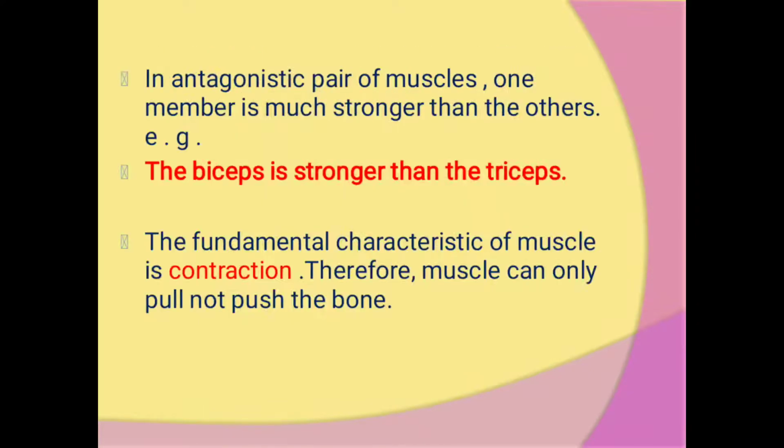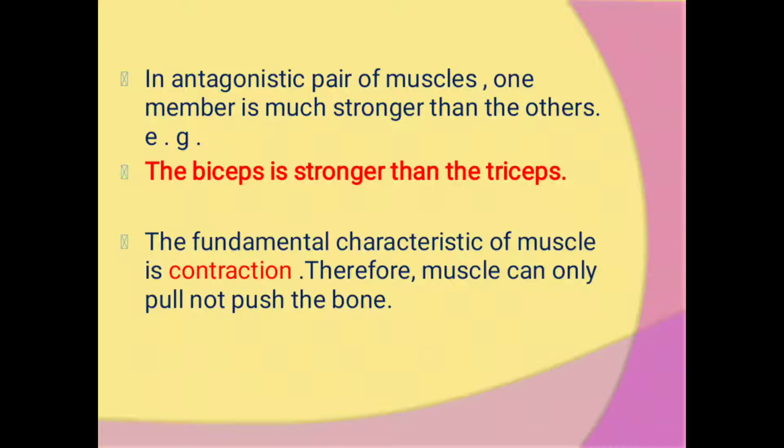In this antagonistic pair of muscles, one member is much stronger than the other. For example, between the triceps and the biceps, the biceps are always stronger than the triceps. Then what is the fundamental characteristic of muscle? That is contraction. Therefore, muscles can only pull and not push the bone. So here we have seen one example, the triceps and the biceps.